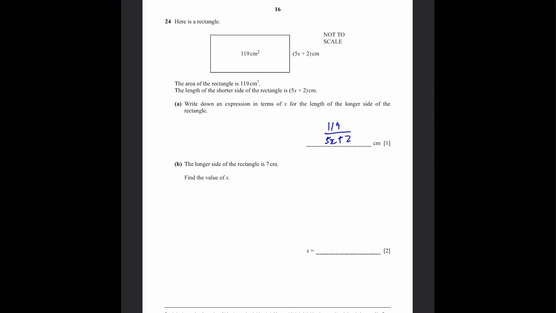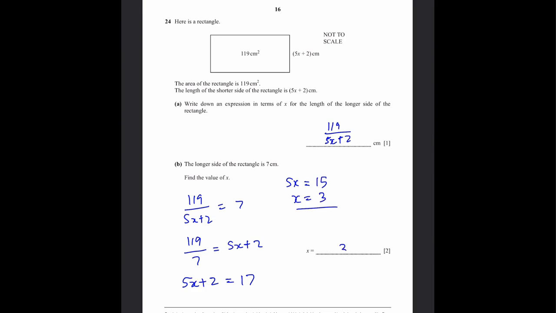That's the answer. B. The longer side of the rectangle is 7 centimeters. Find the value of x. So the longer side is 7 centimeters. That means we can equate this. 119 by 5x plus 2 is 7. So 119 by 7 equals 5x plus 2. That means 5x plus 2 is equal to 17. And now 5x is equal to 17 minus 2, which is 15. x is equal to 15 by 5, which is 3. That's the answer. With that, I come to the end of my paper.